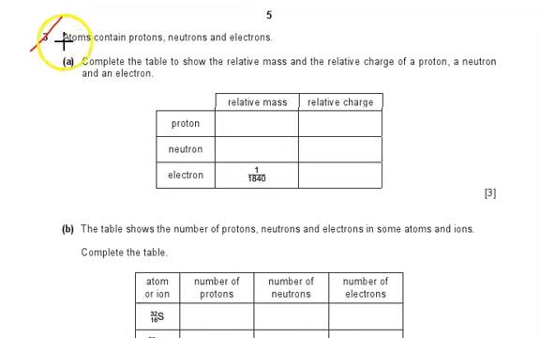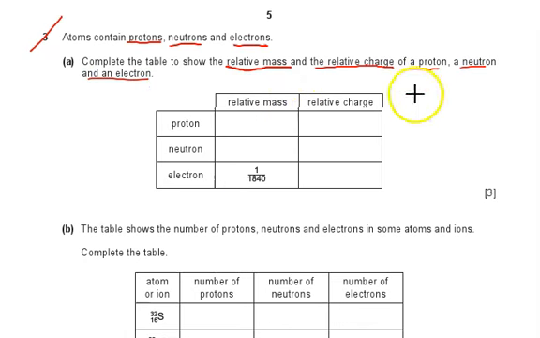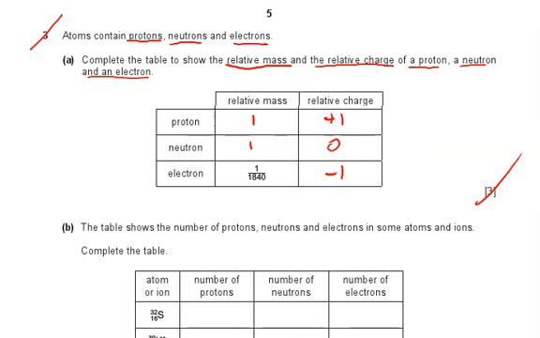Question 3. An atom contains proton, neutron, and electron. Complete the table to show the relative mass and the relative charge of proton, neutron, and an electron. This is a very basic question, and it appeared in last year's February March paper, and also some of the May June paper. So the proton and neutron's relative mass here will be 1 and 1, and the charge will be positive 1 for proton, 0 for neutron. Electron is negative 1. Okay, so guys, please remember this. This is 3 marks, easy marks for you, a bonus mark.